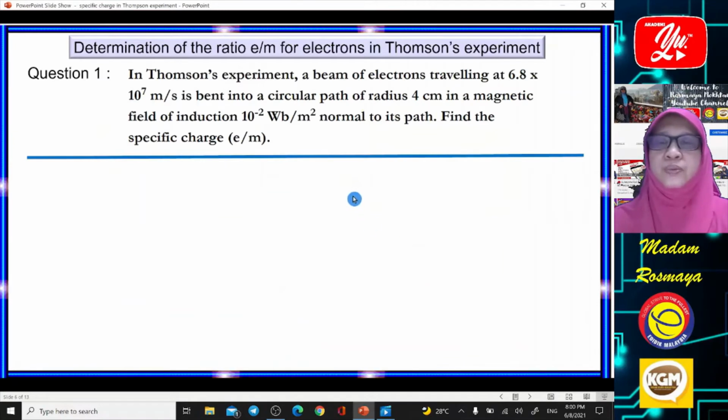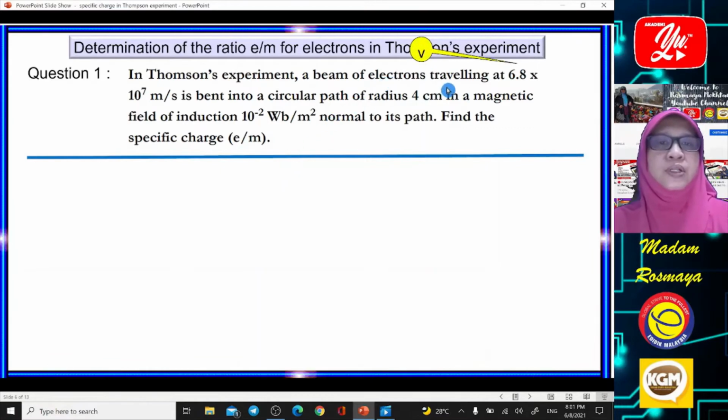Okay, so we try one example. Let's read together first the question 1. In Thomson's experiment, a beam of electrons traveling at 6.8 times 10 to the power of 7 meter per second is bent into a circular path of radius 4 centimeter in a magnetic field of induction 10 to the power of negative 2 Weber per meter squared, normal to its path. So find the specific charge, which is e per m, the ratio e to m.